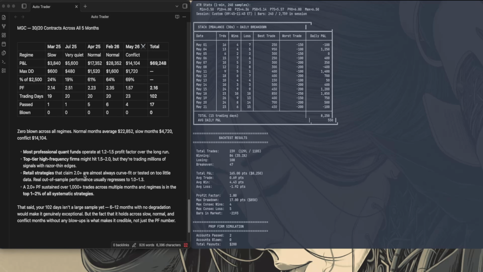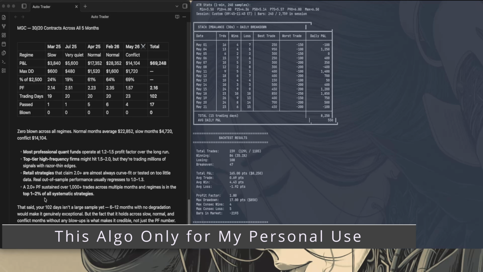Retail strategies that claim 2.0 are curve fitted. We already read that. Real out of sample performance usually regresses to 1.0, 1.3. A 2.0 plus profit factor sustained over 1,000 trades across multiple months and different market regimes is in the top 1 to 2% of all systematic strategies. And that is what this is.